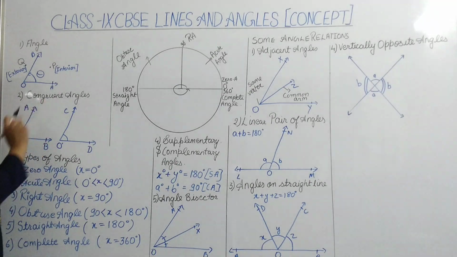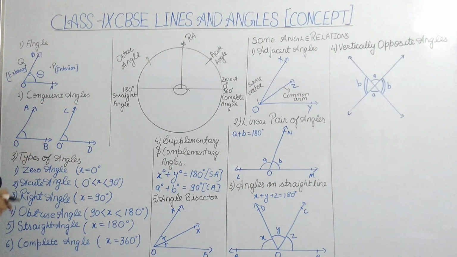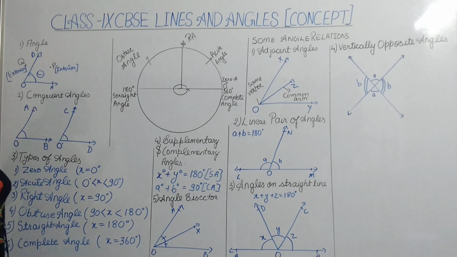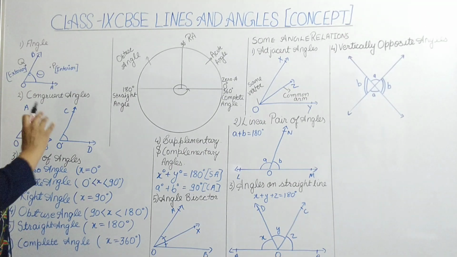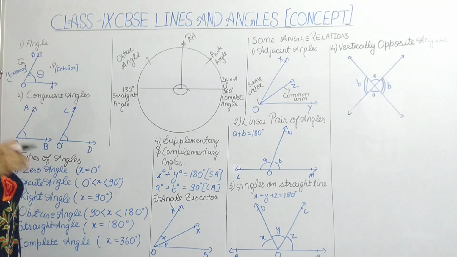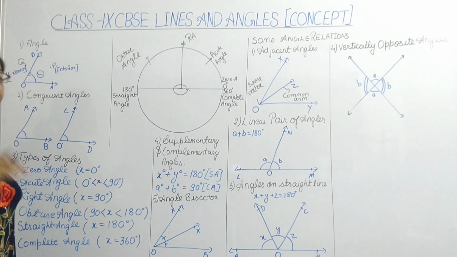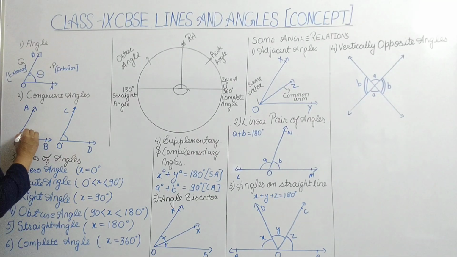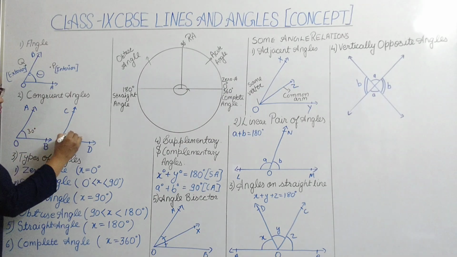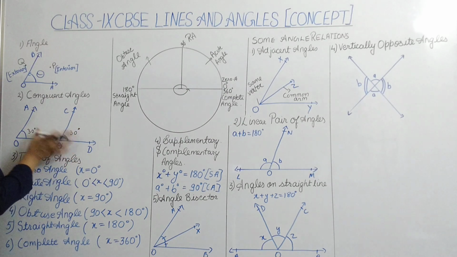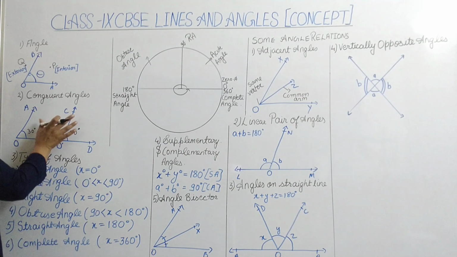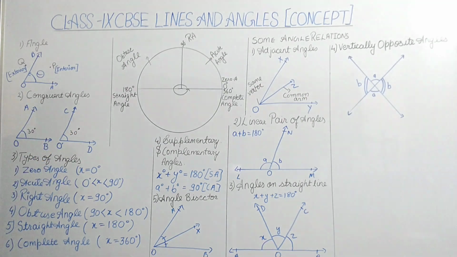Now the second point is congruent angles. Congruent, if we are talking about angles, means that when two angles are exactly the same in measurement, they are said to be congruent angles. So here, suppose this angle is 30 degrees and this is also 30 degrees. When two angles are of the same measurement, they are said to be congruent angles.